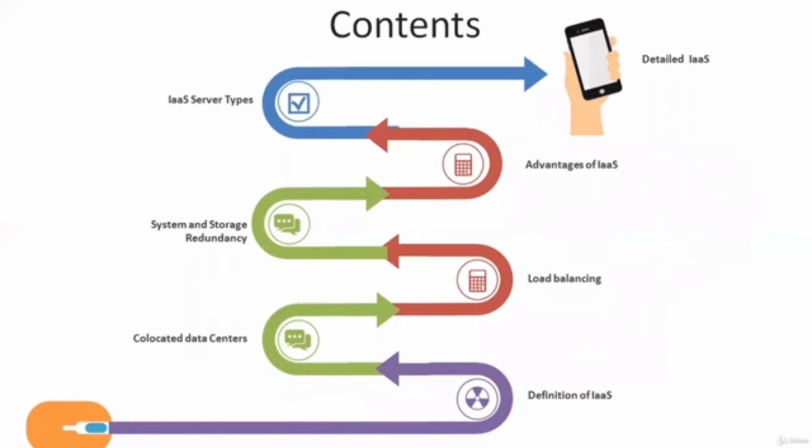What are co-located data centers? We'll understand the concept of load balancing. Then we'll see what is system and storage redundancy. And we'll see the advantages of this infrastructure as a service solution. And at the last, we'll see what are the IaaS server types. So at the end of this lecture, you will understand the detailed IaaS service.